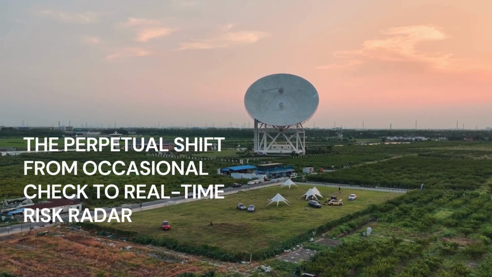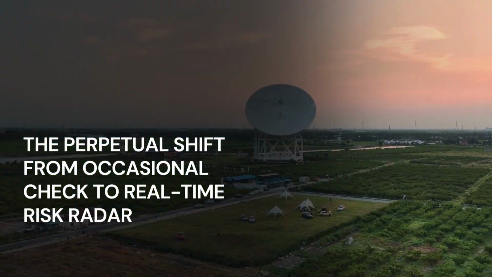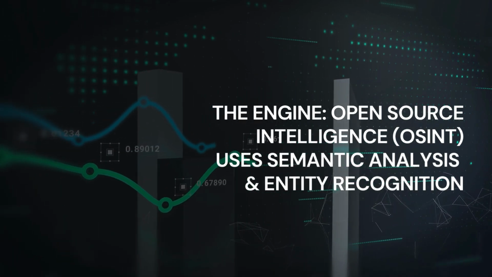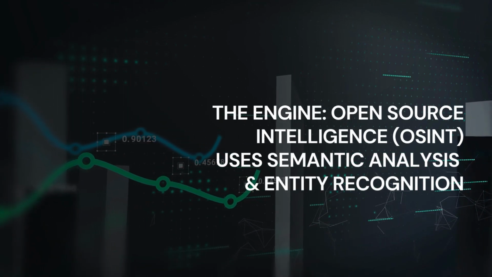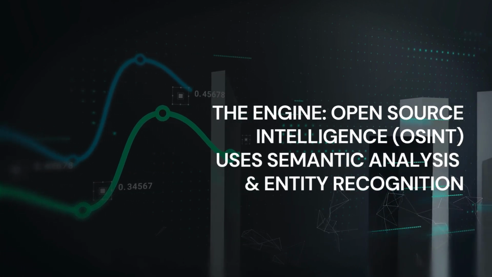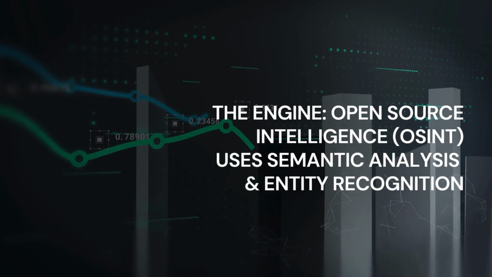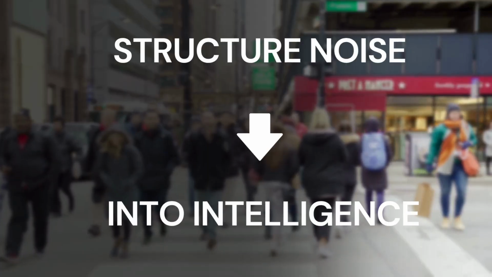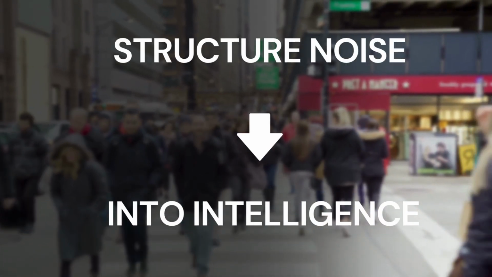And OSINT isn't just Googling stuff, it's pretty sophisticated. It takes huge amounts of public, unstructured data, news, records, filings from all over, and uses smart tech. Things like entity recognition and semantic analysis. So the system isn't just finding names, it's understanding who is who and mapping out all these complex global connections, verifying identities. Hold on a sec.